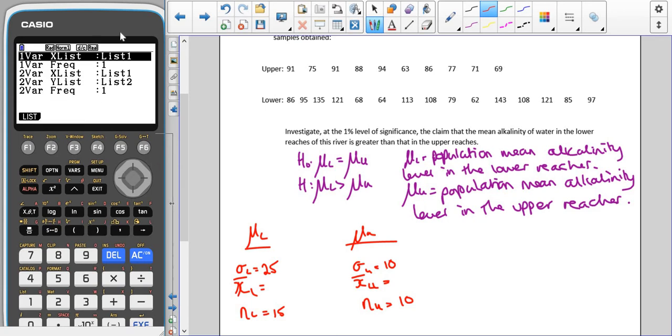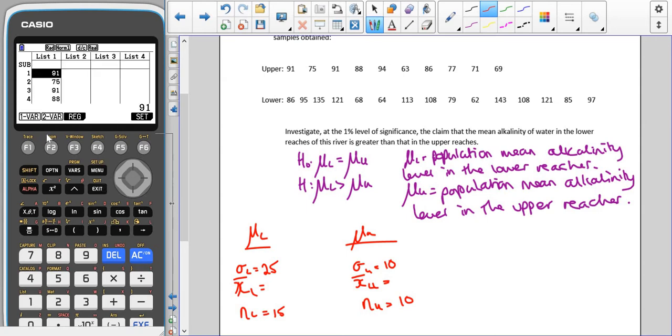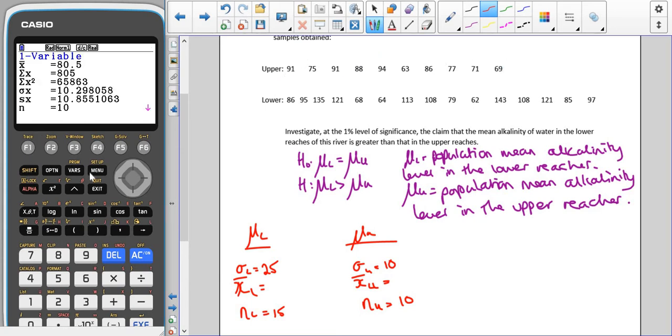Then we're going to calc. We need to check our set. This is correct. We put our variable into list 1. We don't have any frequencies, so we need that just to say a 1. And then we only have one variable, which is the alkalinity level in the upper part of the reaches. So we click on 1 var, and there we go. We've got our mean, which is 80.5.